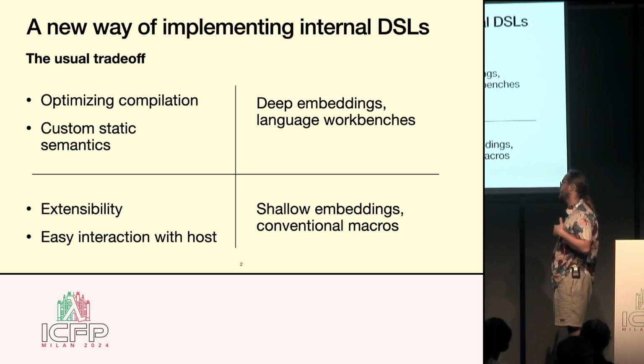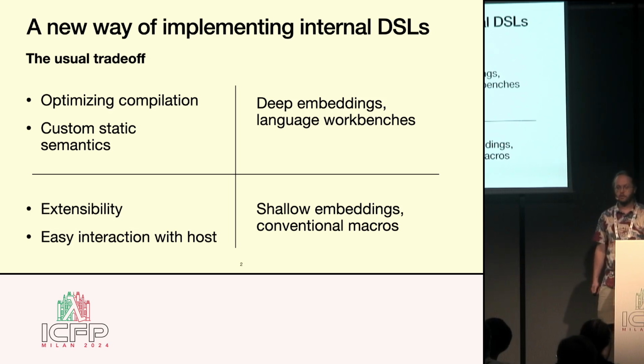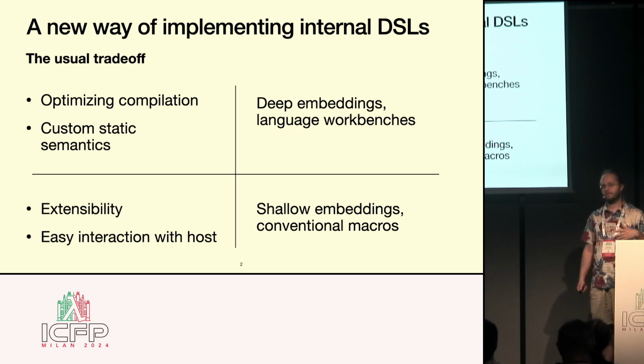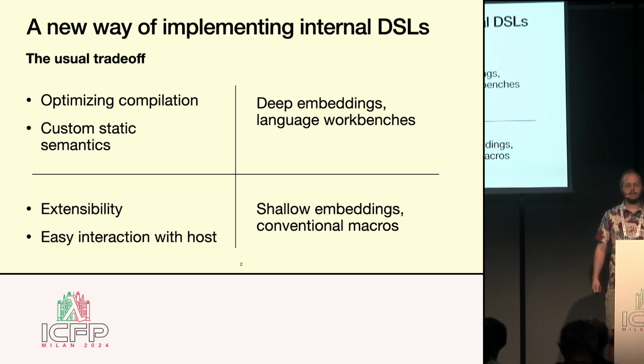But on the other hand, if we want a DSL that has extensibility of some sort, user extensibility in particular, or if we want to be able to easily intermix DSL code and host language code in the general purpose language that we're embedding in, then a shallow embedding or a conventional macro system of the kind you have in a Lisp, for example, those techniques for a DSL implementation usually give us these desiderata most easily.